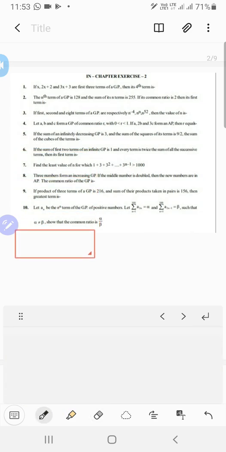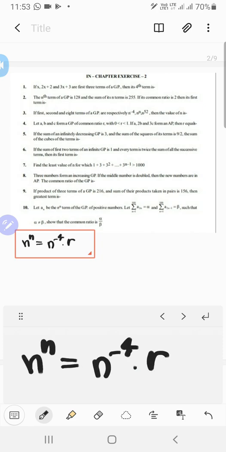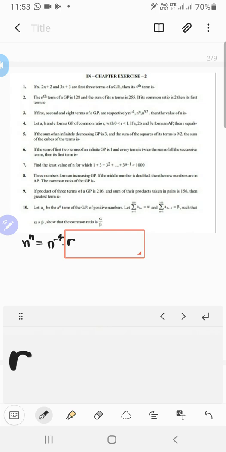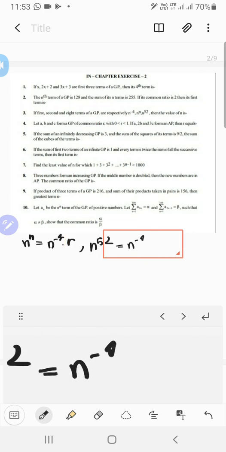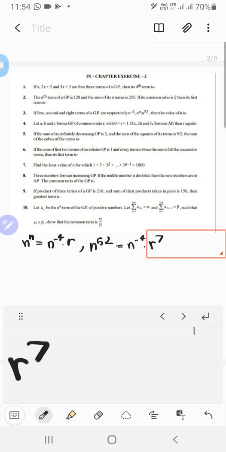So the first term is obviously n to the minus 4, so the second term is going to be that times the common ratio. So you can say that n to the n is equal to n to the minus 4 times r. And the eighth term is going to be the first term times the common ratio raised to the 7th power. So you have n to the 52 is equal to n to the minus 4 times r to the 7th.